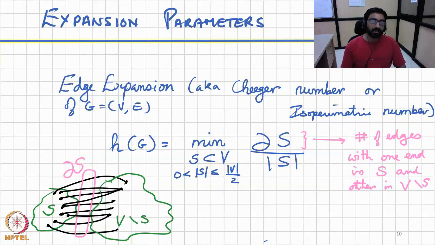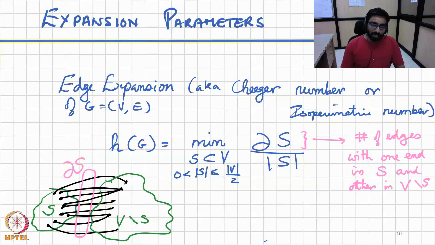And intuitively, they all end up capturing the same family of graphs, but each one of them comes with its own flavor. The first parameter is edge expansion. It's a well-known notion. It also goes by the name of Cheeger number or isoperimetric number.